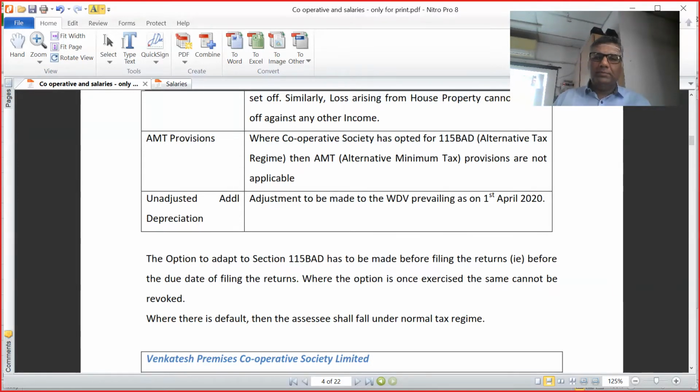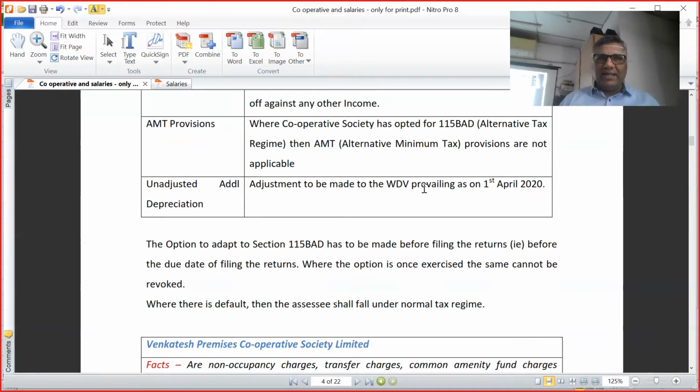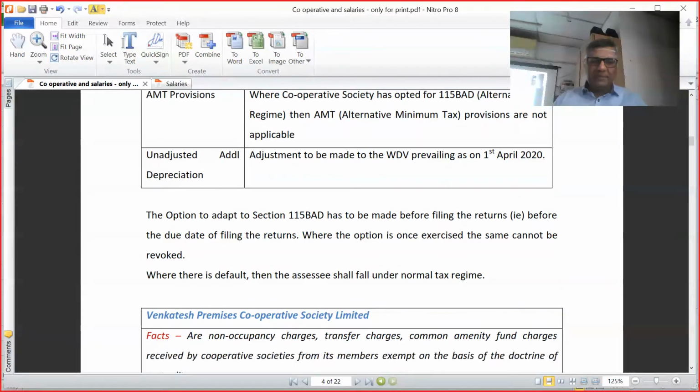Okay, ATLA is more to do with IFSC, units located in an International Financial Service Center. So yes, ATLA also you can claim if it is there.